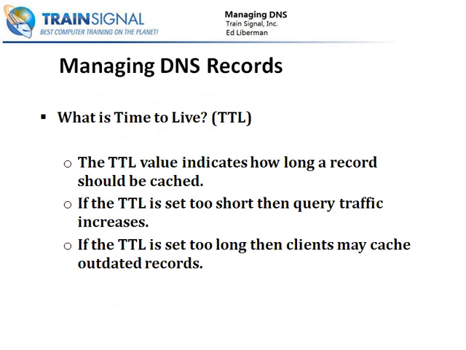First of all, what is time to live? In the last video, we talked about caching. Well, a record's time to live value indicates how long that record should be cached by clients and other DNS servers. The default time to live for a zone is set to 1 hour. And typically, you would not have to adjust that time to live, but you do need to keep in mind that you may find that the time to live is set too short if DNS query traffic increases because of DNS clients frequently requesting name resolution for expired records, or the time to live may be set too long if the DNS clients are caching outdated records.